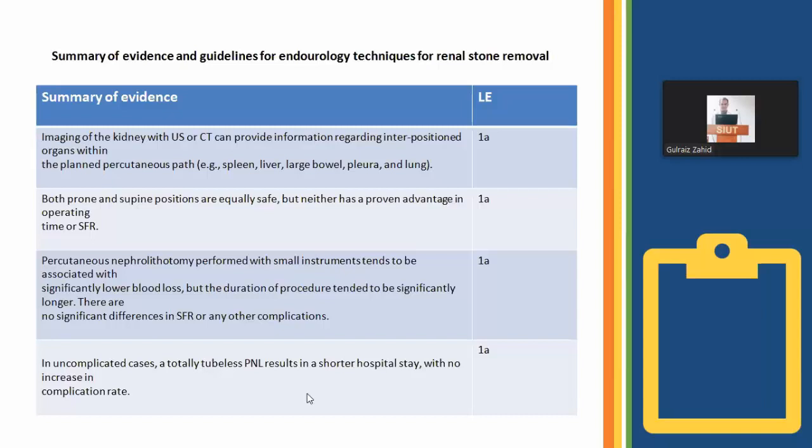Percutaneous nephrolithotomy performed with small instruments tends to be associated with significantly lower blood loss, but the duration of the procedure tended to be significantly longer. There are no significant differences in SFRs or any other complications. In uncomplicated cases, a totally tubeless PNL results in a shorter hospital stay with no increase in complication rates.